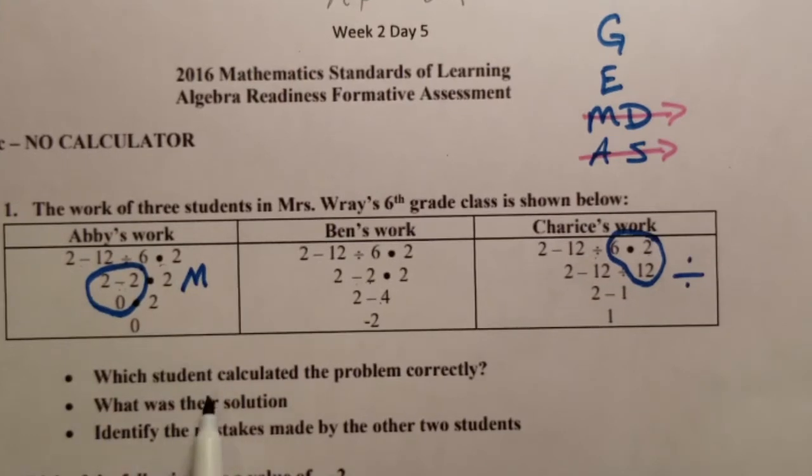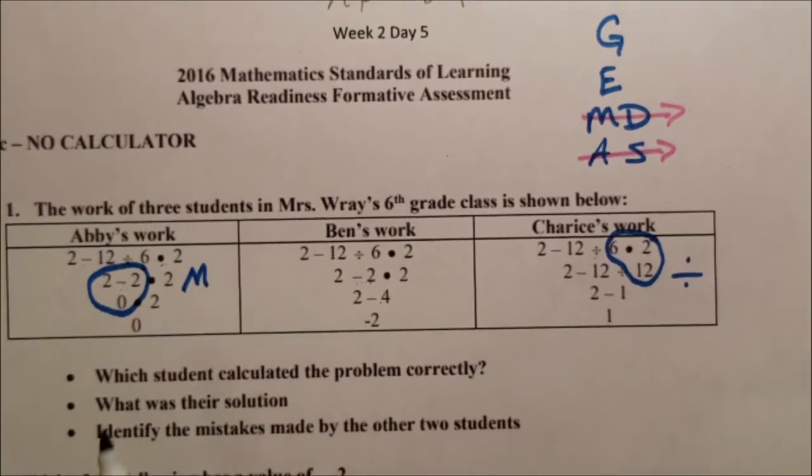So which student calculated the problem correctly was Ben. What was their solution? The correct solution was -2. And identify the mistakes made by the other 2 students. Here they subtracted when they should have multiplied, and here they multiplied when they should have divided.